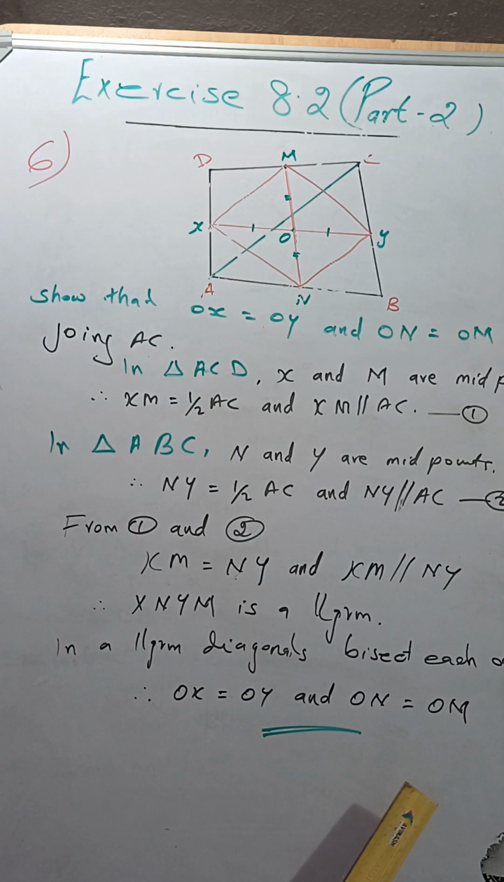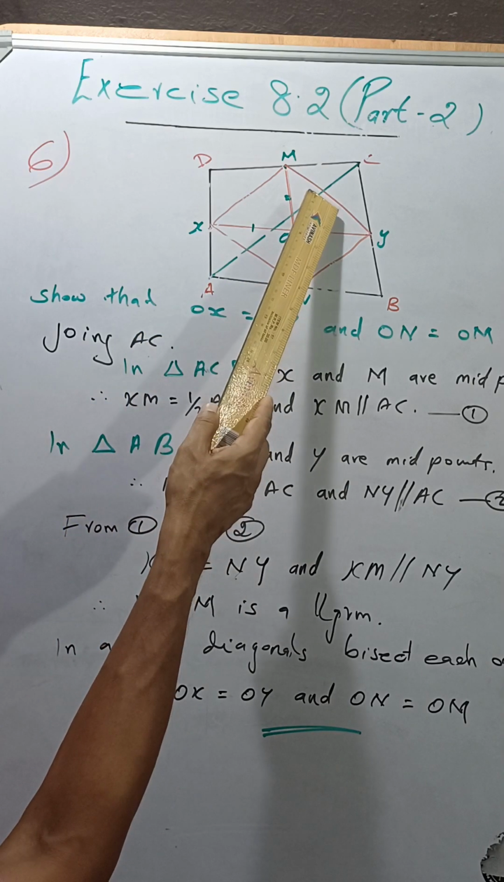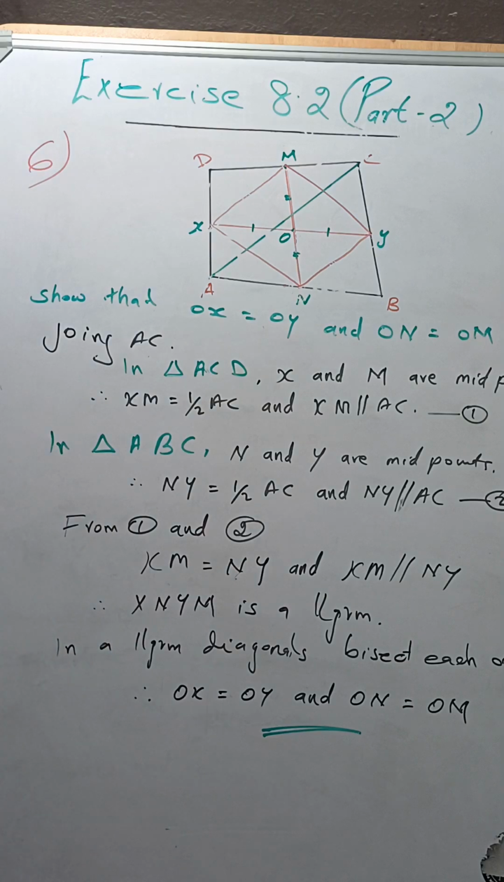Now we have proved that the line segments joining the midpoints of the opposite sides of a quadrilateral bisect each other. Question number 6 is completed.